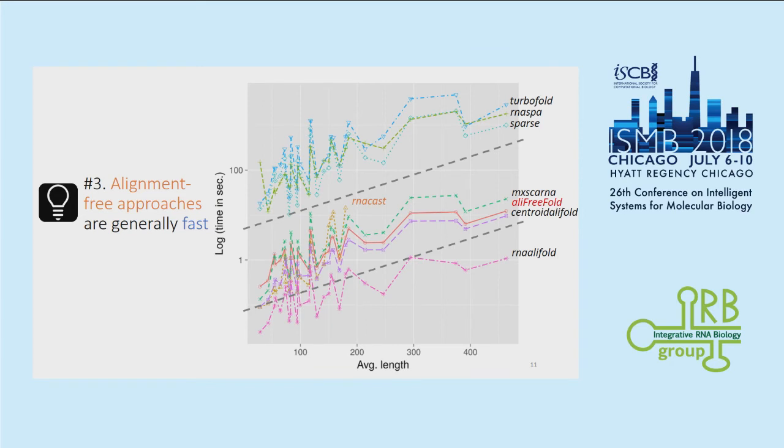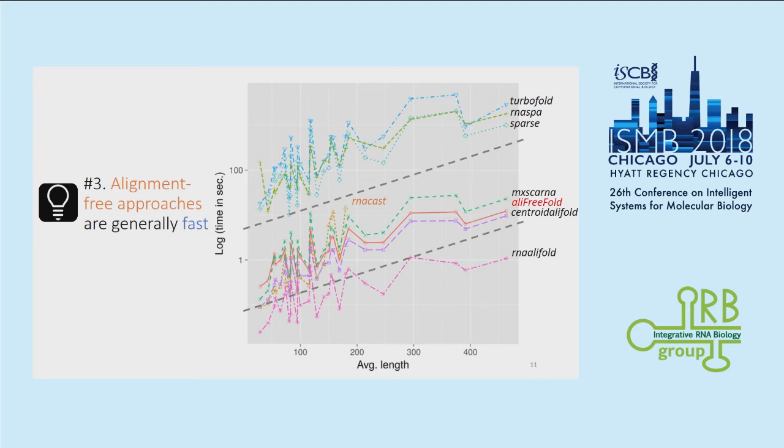So for the efficiency, we just recorded the running time against the average length of the set of homologous sequences that we have studied. And what we observe is, generally speaking, alignment-free approaches are fast. Here, the alignment-free approaches are aliFreeFold and RNAcast. It is important to mention that while centroid aliFold and aliFreeFold are close together, those two here are much faster.